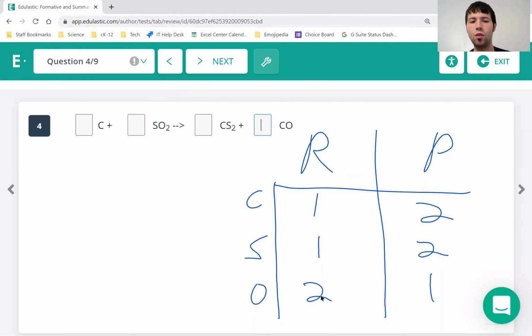I know I have 2 oxygens on the left side and 1 on the right side, so I'm just going to go ahead and multiply them by each other. There we go, 2 times 1 and 1 times 2. So I don't have to change anything on the left side, but on the right side, I'm going to multiply that oxygen by 2. Okay, so that takes care of the oxygens. Now let's take care of the sulfur.